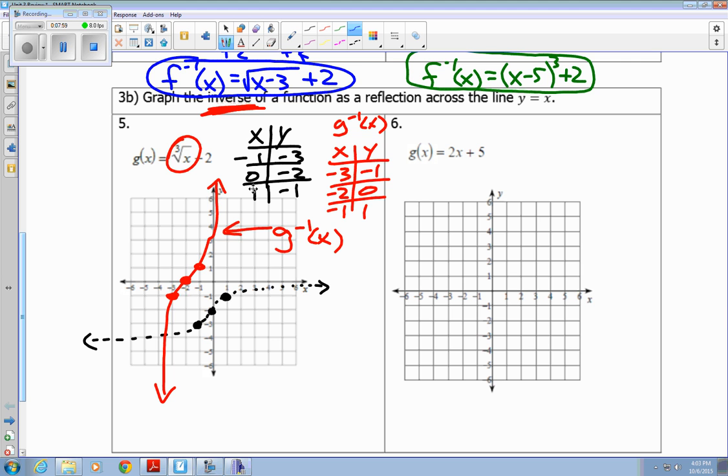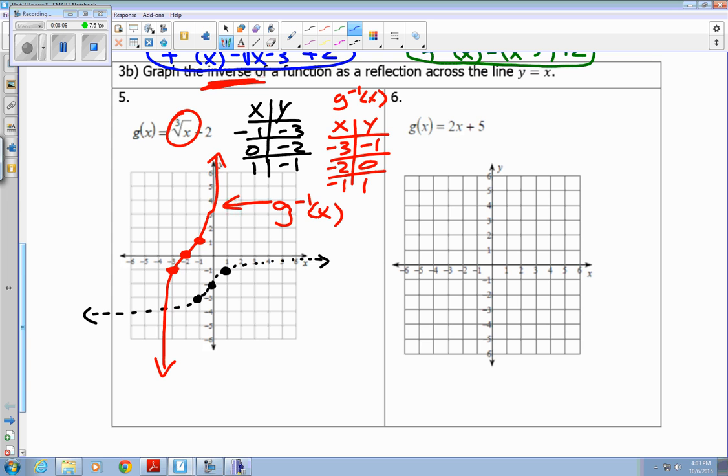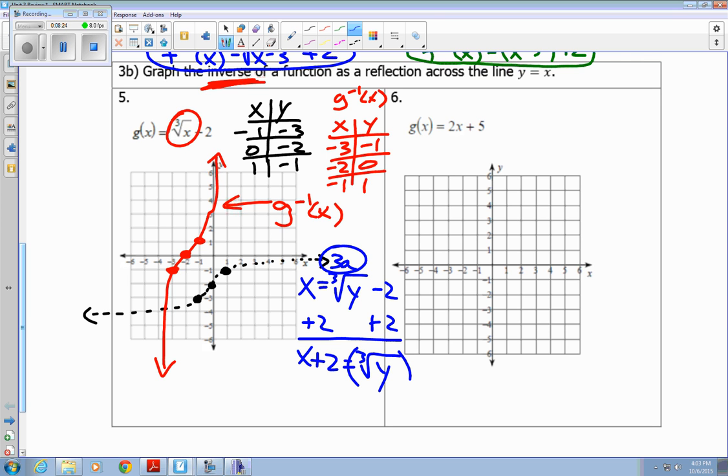Actually, we could talk about number 5 a little bit more. Number 5, another way to do this problem is just work it out like we did for 3a. So you're going to switch x and y. Solve for y. x plus 2 equals the cube root of y. Cube it. And graph this. x plus 2 cubed. That's going to be our inverse.